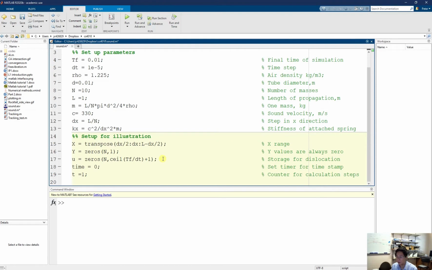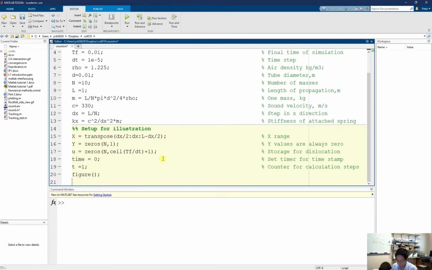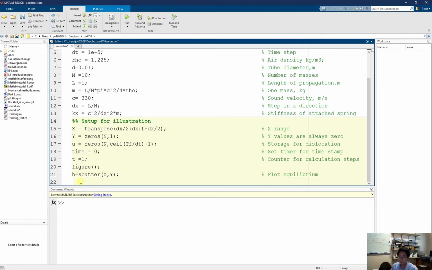And I need to create a figure to plot out the data. To plot the initial one, I just use scatter. So I have h equal to scatter of x and y. So I plot the equilibrium. You can just remove the h equal to, but I want to replot again and again later, so I want to remove the previous graphic, so I assign this to a variable.